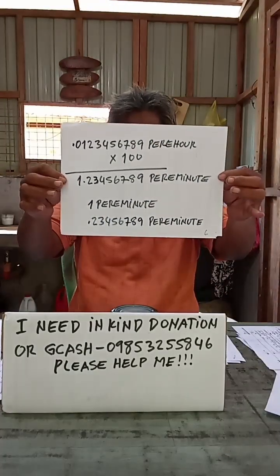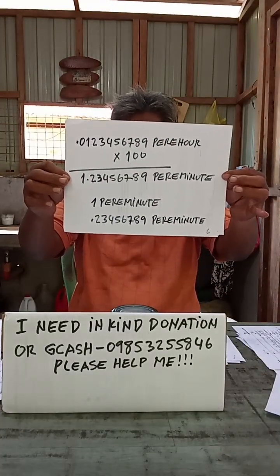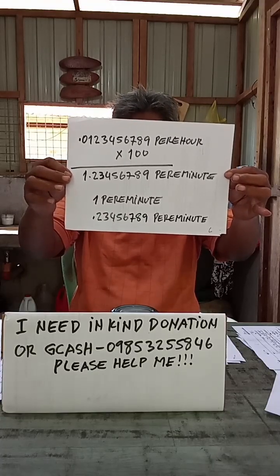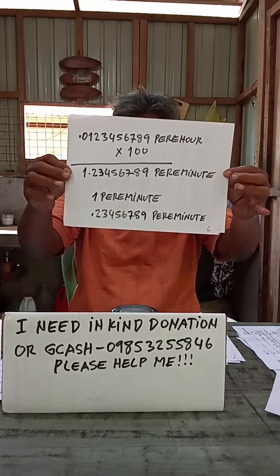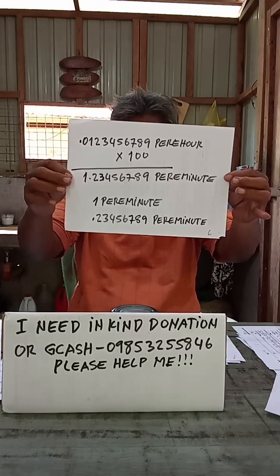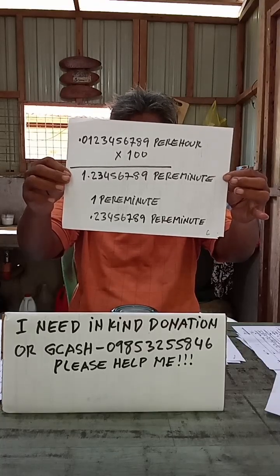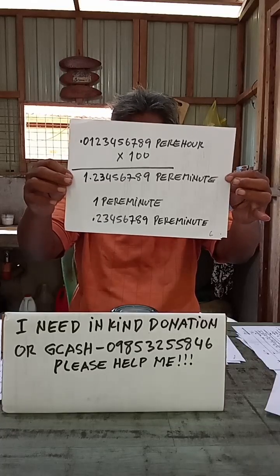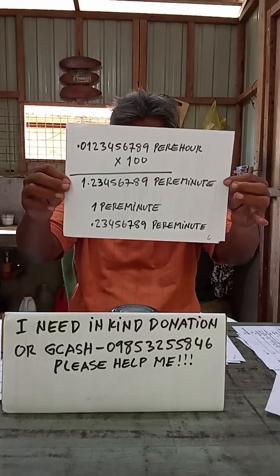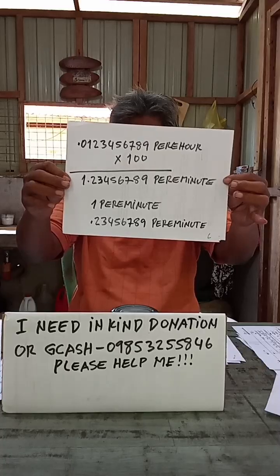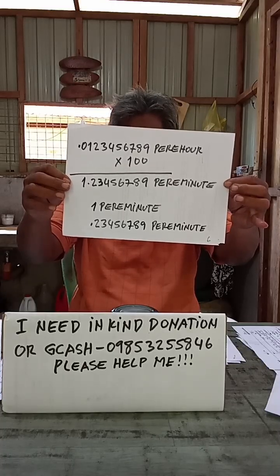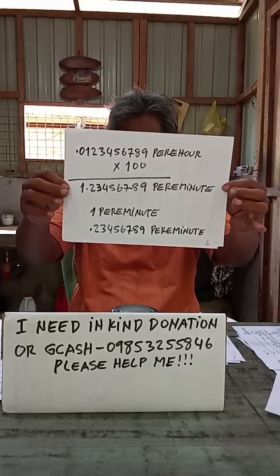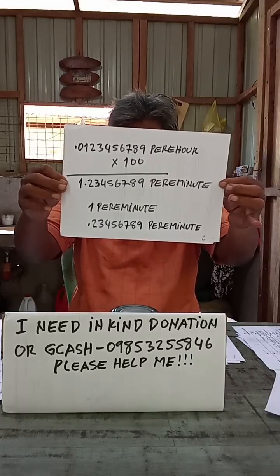The next smaller unit of per hour is per minute. Then 1 per hour is equal to 100 per minutes. So, decimal per hour multiply by 100 or move 2 decimal places to the right. So, the product is 1.23456789 per minute.